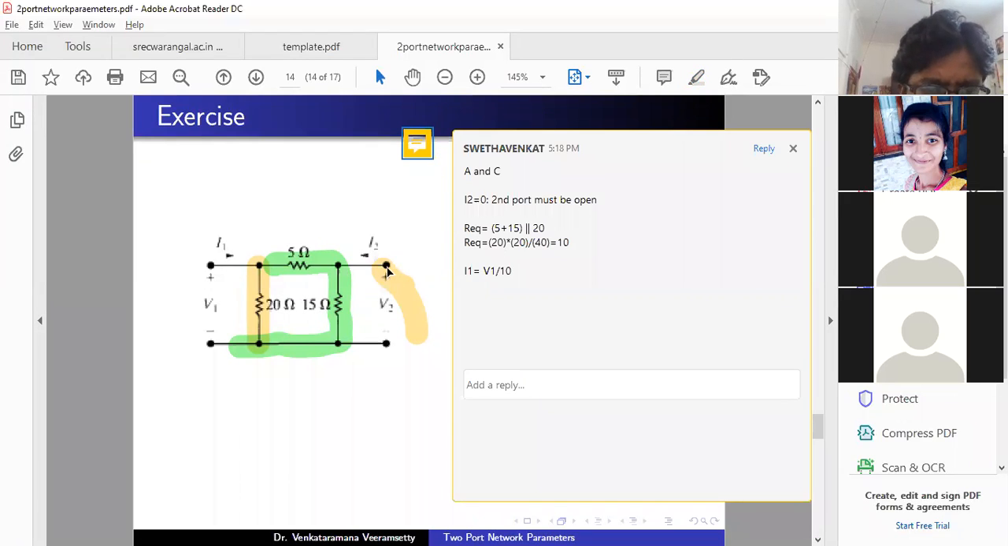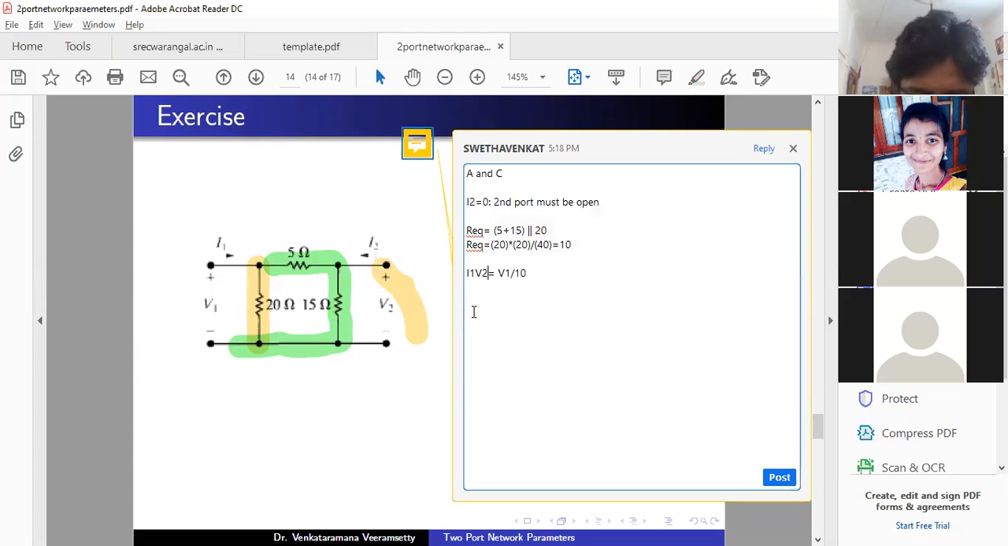So V2, I want to calculate the voltage across these two terminals. The voltage across these two terminals is nothing but the voltage across the 15 ohm resistance, which is the current flowing through the 15 ohm resistance into the value of the resistance. So can I write V2 equal to I15 into 15?